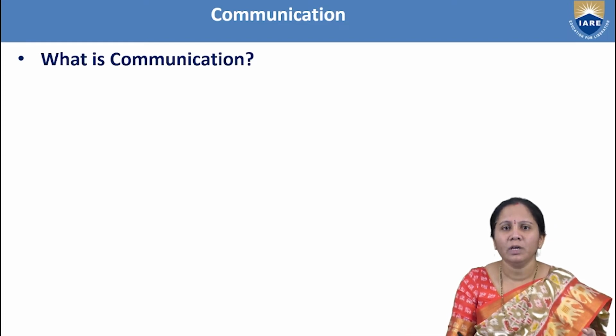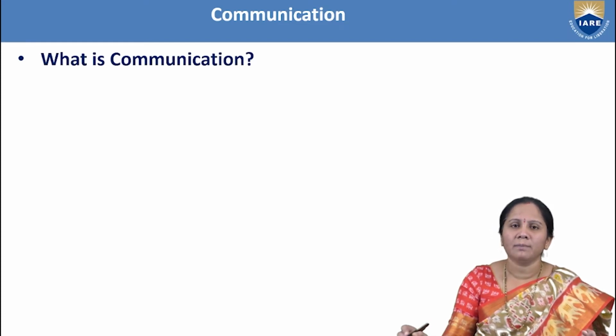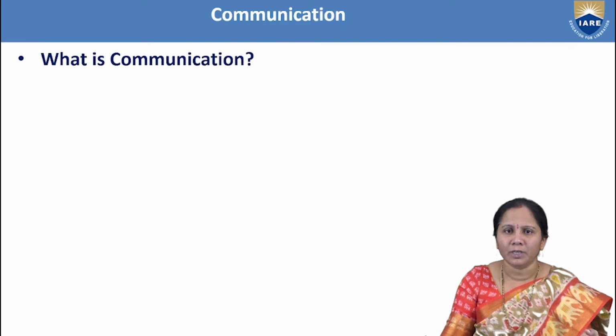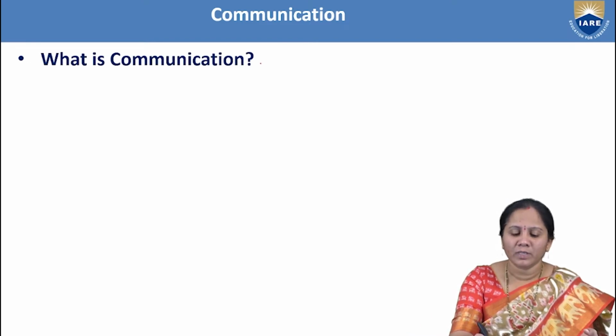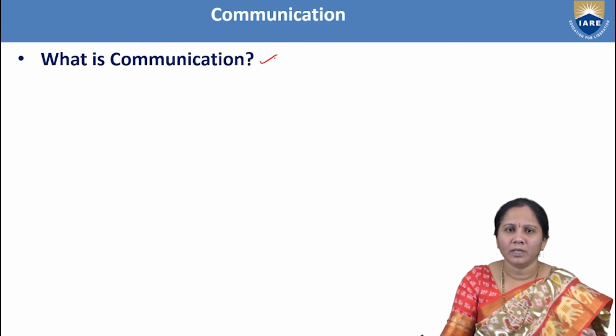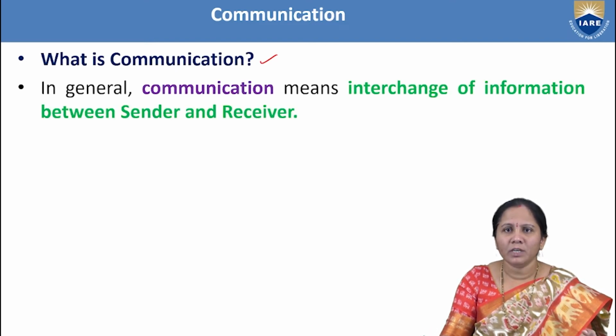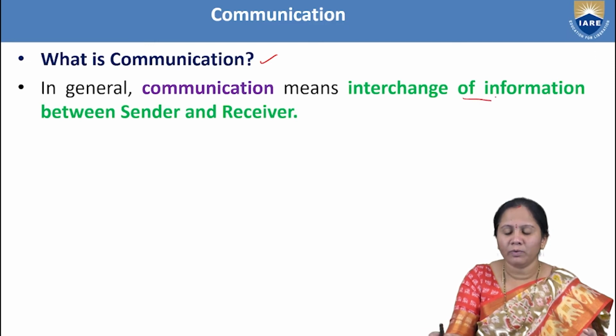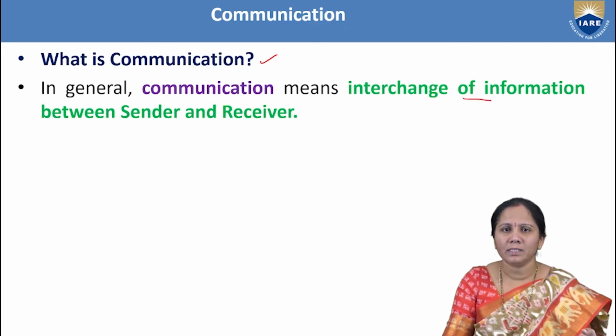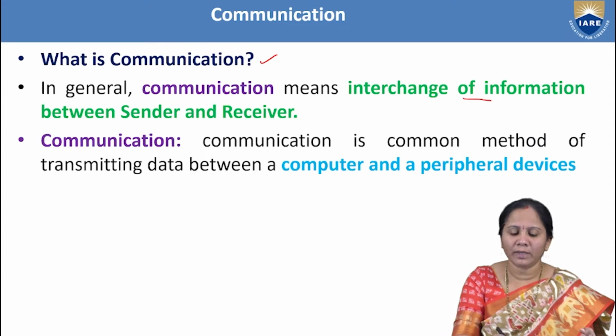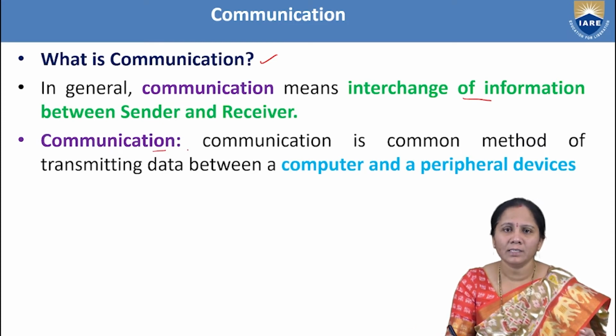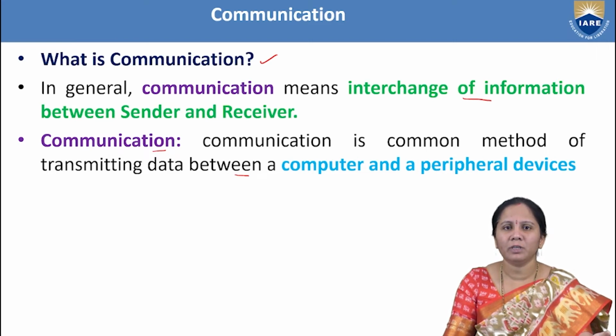But before going to that concept, we have to see a small introduction regarding communication. So here first, what is meant by communication? Communication means interchanging of information between sender and receiver. We can also define communication as a common method for transmitting data between a computer and peripheral devices. So transferring the data between a computer and peripheral devices can be called communication.